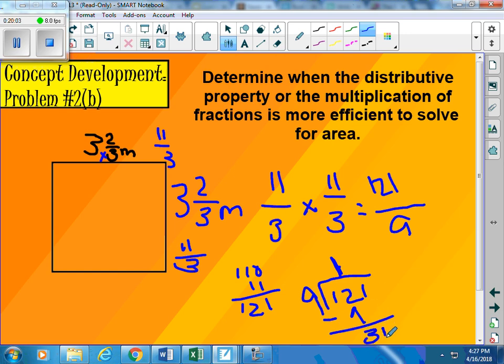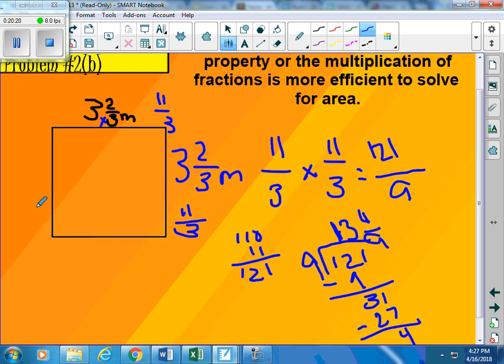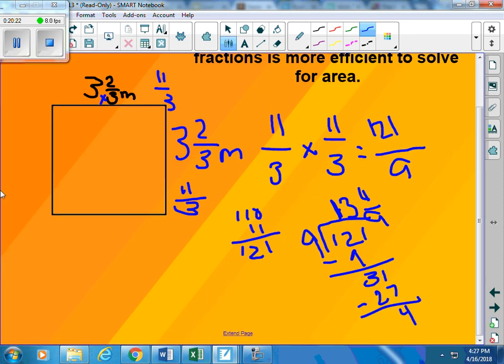Then I would have 31 blocks. I can make 3 groups of 9 with that, and I would use 27, which means that I would have a remainder of 4. So I'm going to write that as a fraction, 4 over 9. I'd have 4 out of the 9 blocks left. All right. So now I'm going to try it with the distributive property.